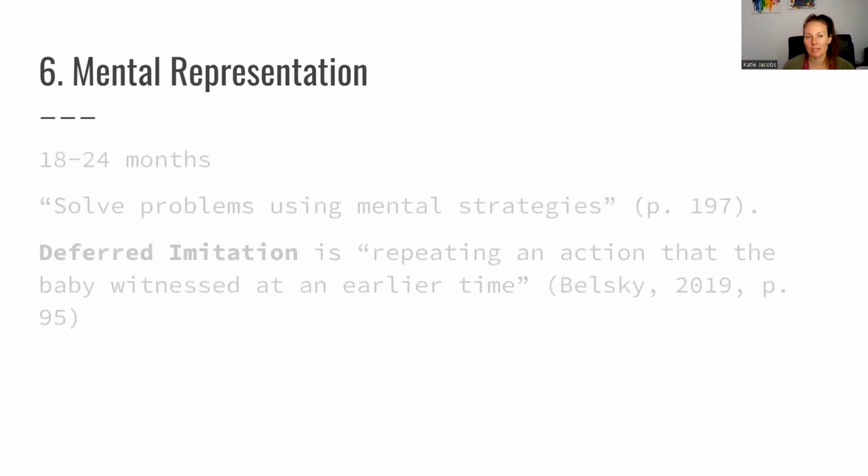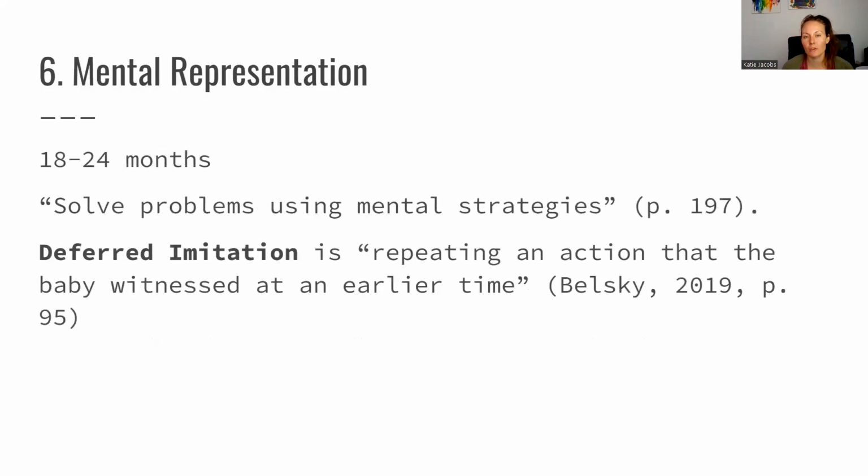Stage 6 is mental representation. This happens between 18 and 24 months. Babies solve problems using mental strategies. We also can see deferred imitation. This is repeating an action that the baby witnessed at an earlier time. A lot of times this can be language or physical actions.